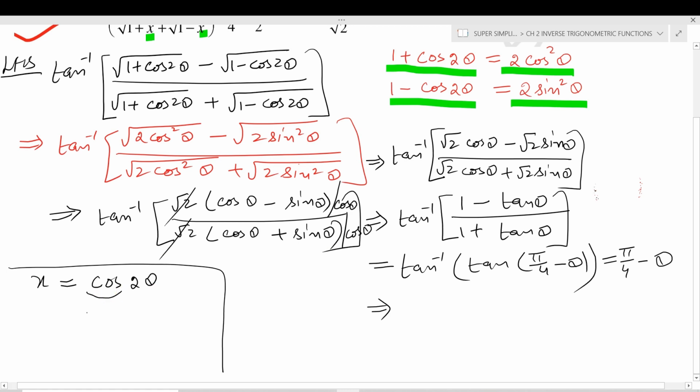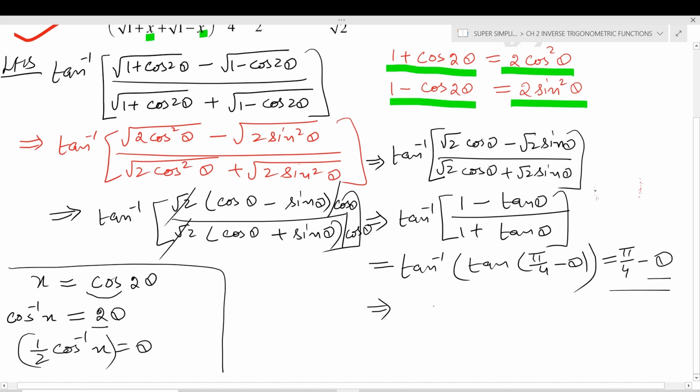if you transpose x on the cos function on the left hand side, it will become cos inverse x. So 2 theta is cos inverse x. Divide the left hand side by 2, so you get 1 by 2 cos inverse x is theta. So the value of theta is nothing but 1 by 2 cos inverse x.